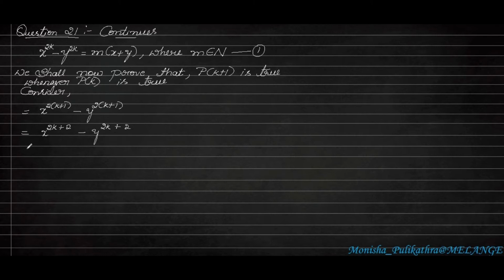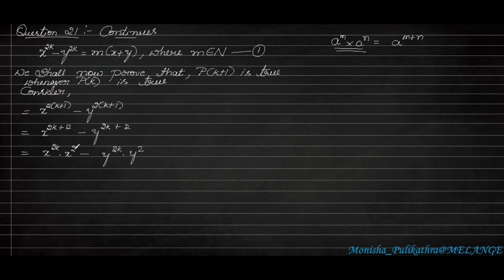So here after multiplication, we know that a to the power of m into a to the power of n is equal to a to the power of m plus n. So now this is in the form of a to the power of m plus n, so we can split it into the form of a to the power of m into a to the power of n. So this will become x to the power of 2k into x to the power of 2 minus y to the power of 2k into y to the power of 2.